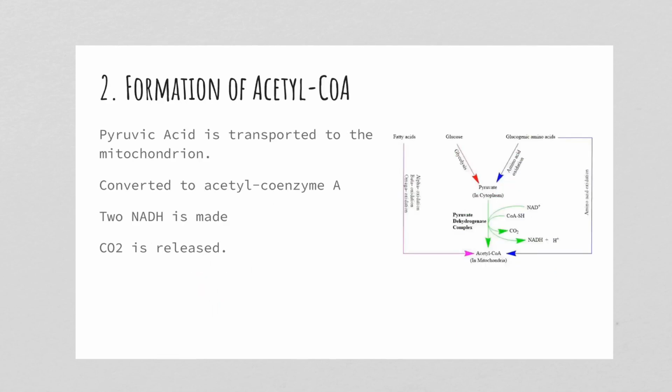At the end, you end up getting 2 pyruvic acids. Those pyruvic acids are then going to go into the mitochondria to form acetyl-CoA. What happens is we convert it using the enzyme coenzyme A. More NADH is made, and again, those are really important. And CO2 is released, which is released as you exhale.